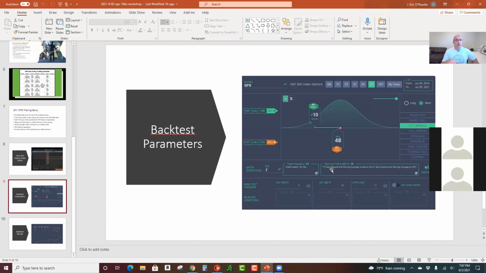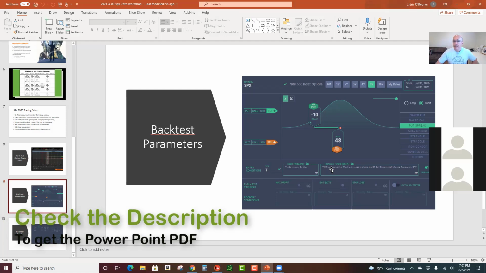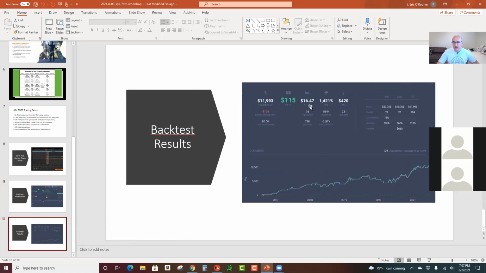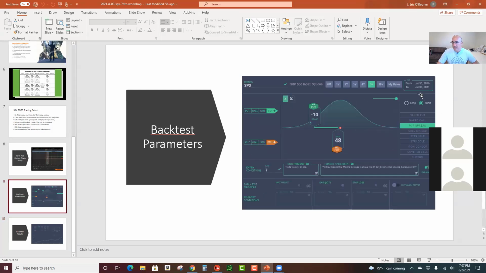I'm going to, again, put this PowerPoint over on the website, stockmarketoptionstrading.net, and I'll put it in the events section once I post a replay. And just to kind of show you what the backtest looks like, I'm showing you the 10 wide one. And here were the results for the 10 wide for the 5-year period. And the dates are up here as well, July 30th, 2016 through July 30th, 2030.